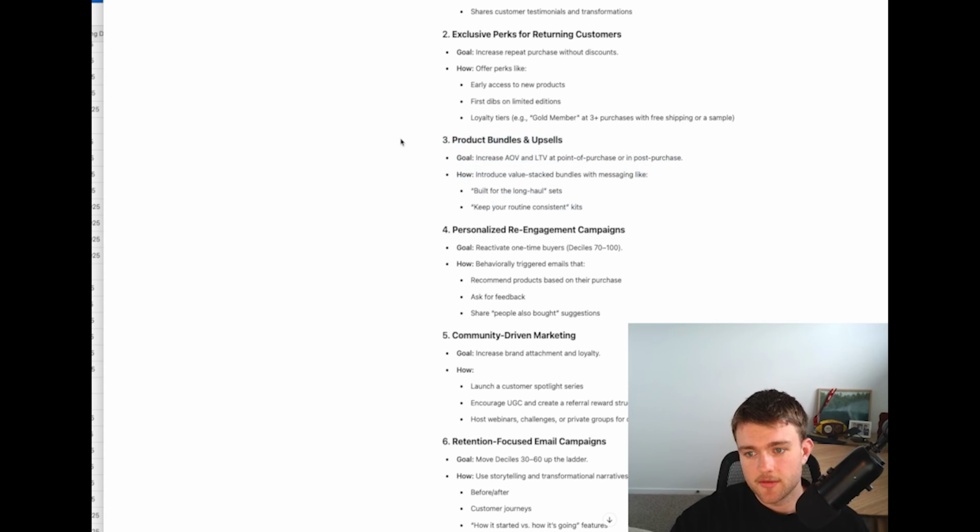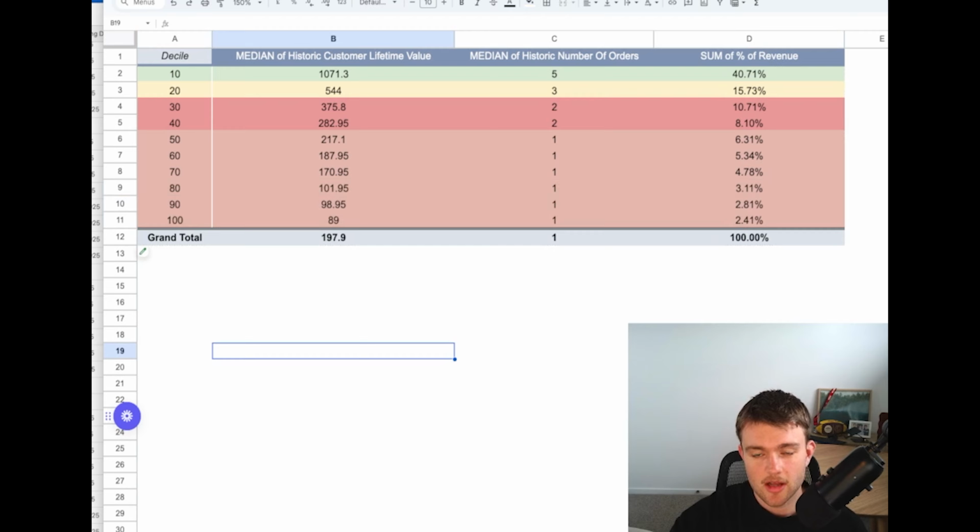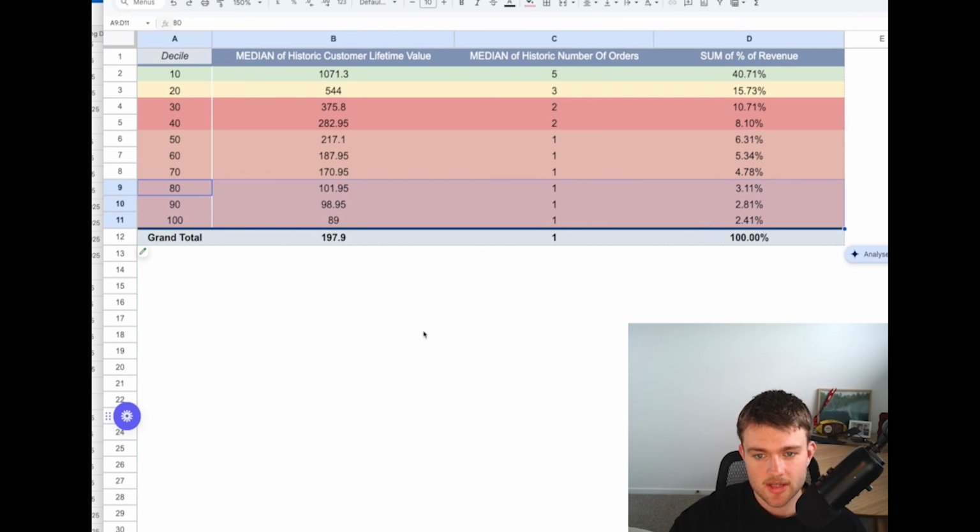Product bundles and AOV. We can increase AOV and LTV by introducing value stacked bundles. We do want to avoid the fact that 30% of our customers have spent $100 or less in their life. How can we mitigate that? Because that is super low value orders, especially from 30% of our customers. How can we ensure that all of these one-time purchases fall into a bucket where they're at least spending $150 or more, like these first-time customers?